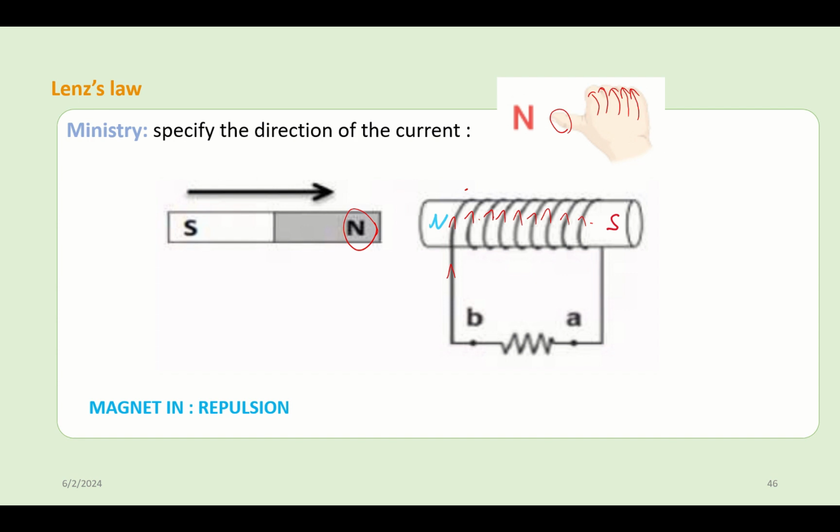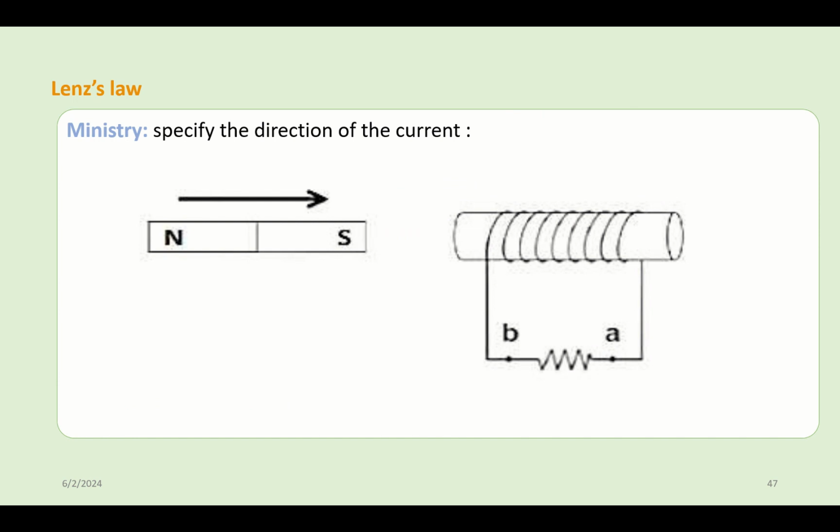Continue with the wire. You can see here up, like this. Here it's going to go up, and then from the side that you cannot see, down, like this. So the current will be going from A to B. Here, magnet in, repulsion. What repels south? Another south. So we will have south pole here and another north pole on the far side.